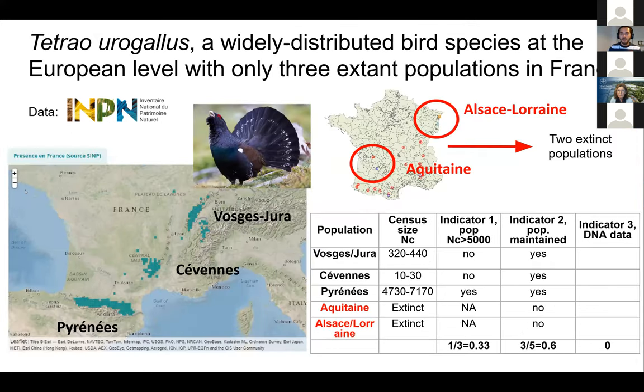The second example is for a bird, Tetrao urogallus, which is a species that is widely distributed across Eurasia, but for which there are only three extant populations in France at the moment. There was no genetic study for this species, so indicator three is equal to zero. We found information on census size for the three current populations, indicating that only the population in the Pyrenees might have a census size greater than 5,000. So here indicator one is equal to 0.33. And we found information about two extinct populations, so indicator two was equal to 0.6 for this species.